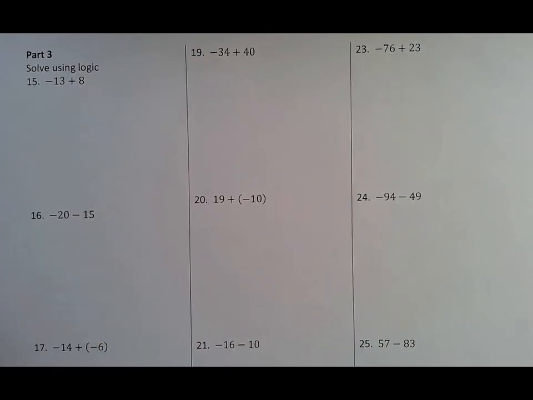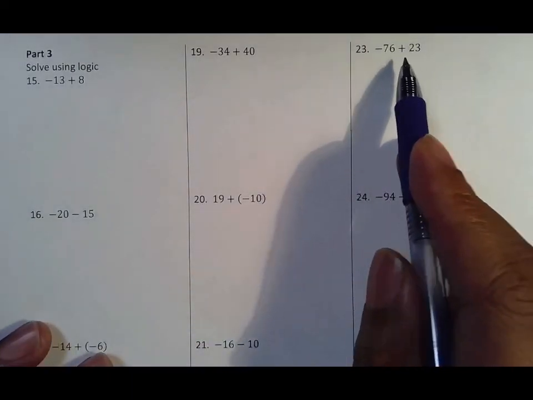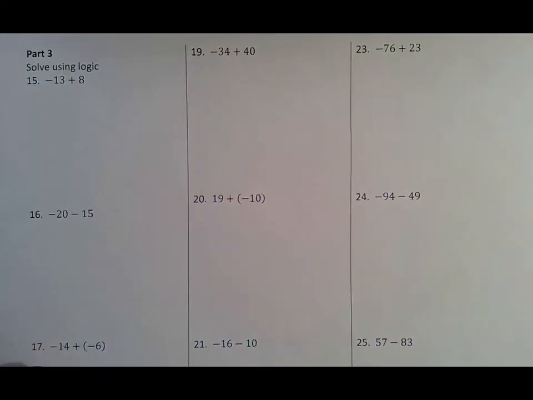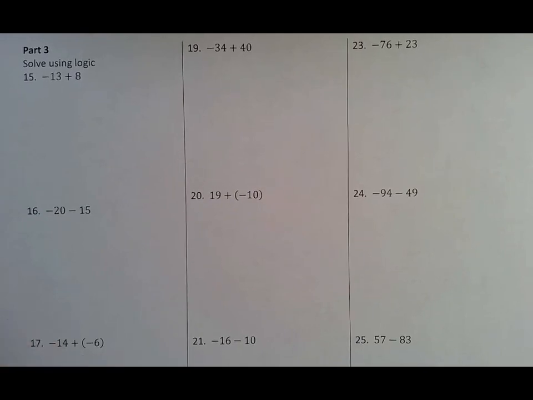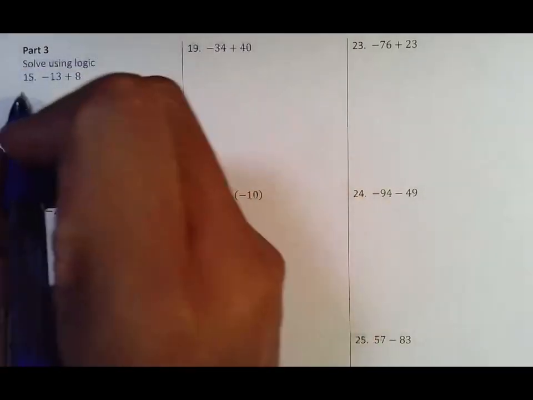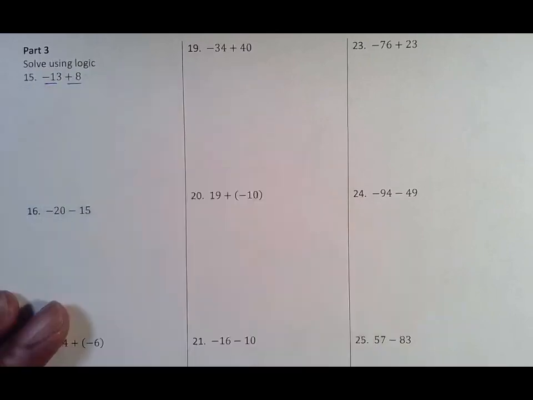using logic, because these numbers are more realistic. I don't want you to put 76 negatives and 23 positives, 34 and 40. That just doesn't make sense. So what we're going to do is simply visualize what the numbers are. I'm going to underline them as they are.